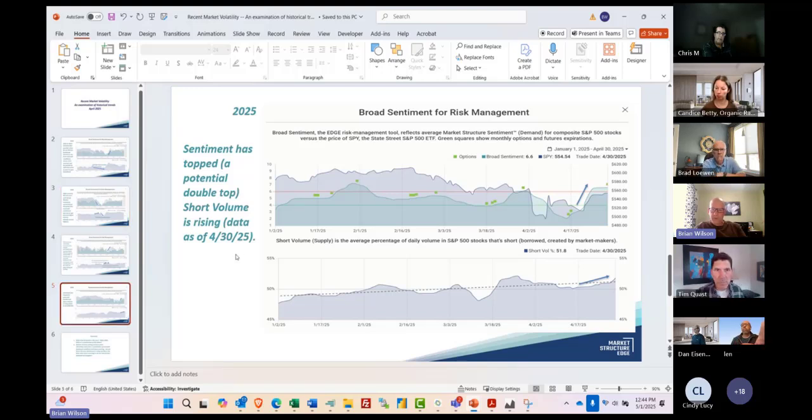Lastly, this is where we're at right now. This data is through yesterday. You can see that sentiment rise. Once again, we were very oversold. We have to go back to 2022 to see conditions this oversold. But notice what's happening to short volume. It's rising, in fact, dramatically so right now.